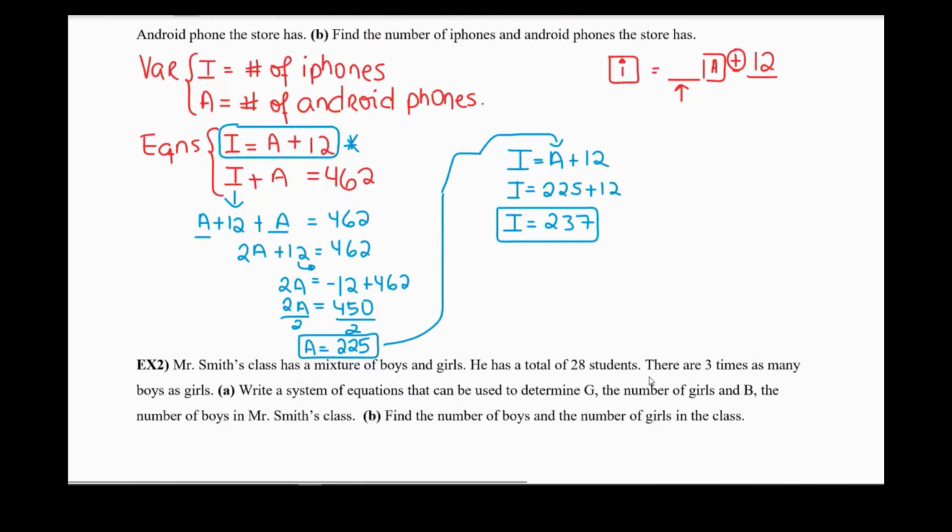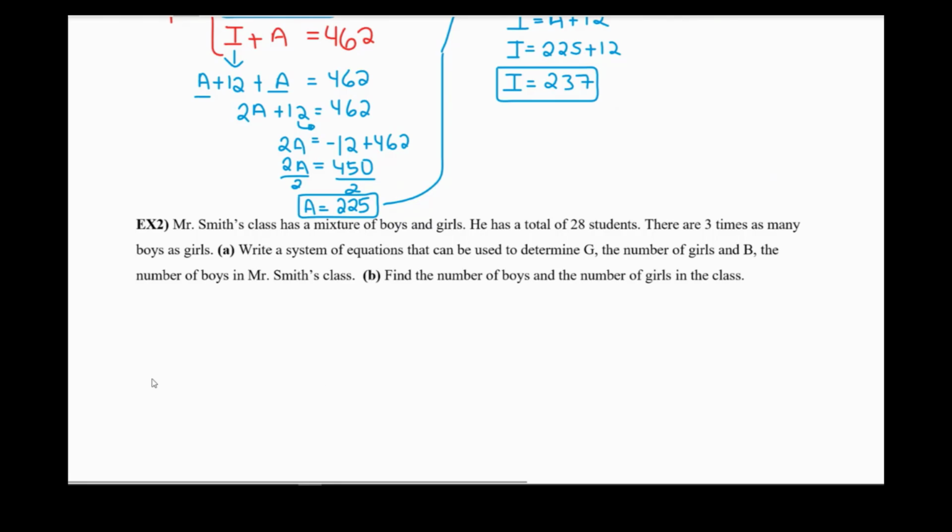Okay, let's go to the next problem. As always, let's start by identifying the variables. And I can identify the variables by looking right there. G, the number of girls. B, the number of boys. Okay, so let's write G, the number of girls, and B, the number of boys.